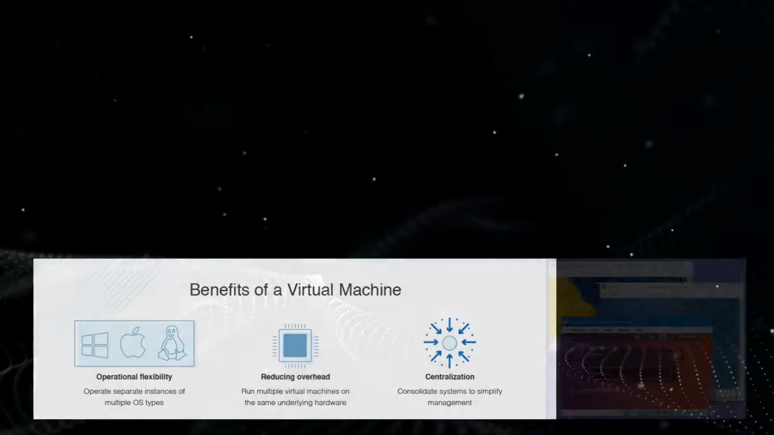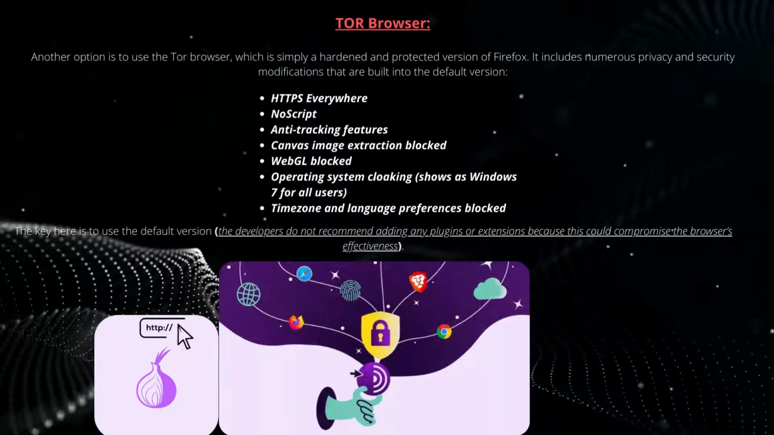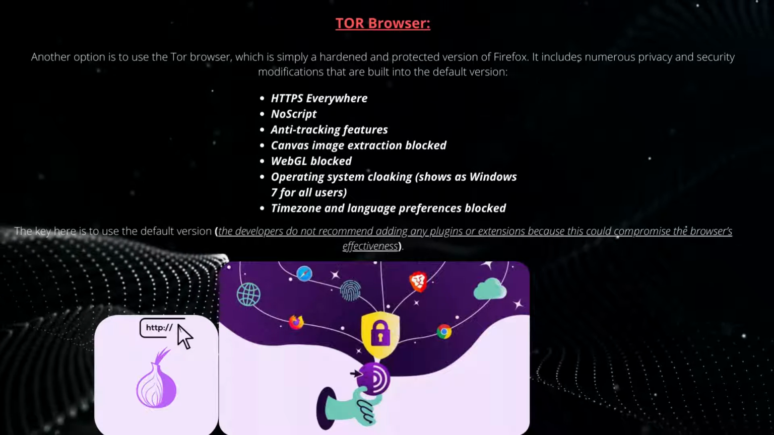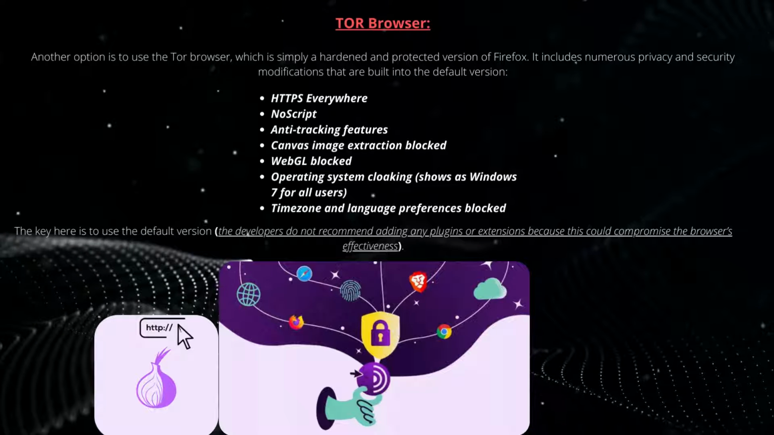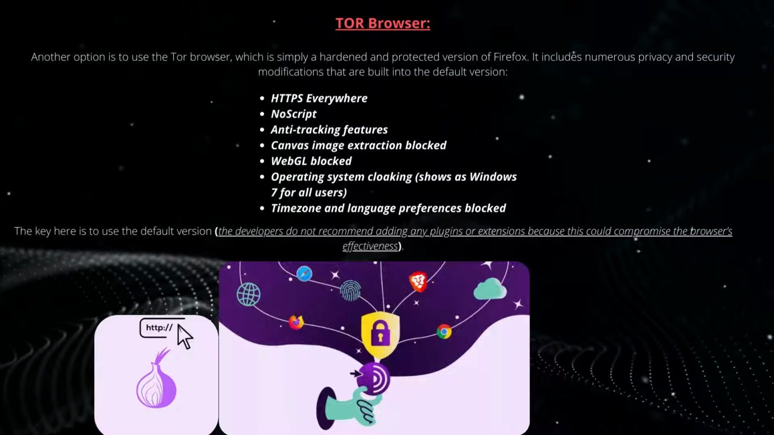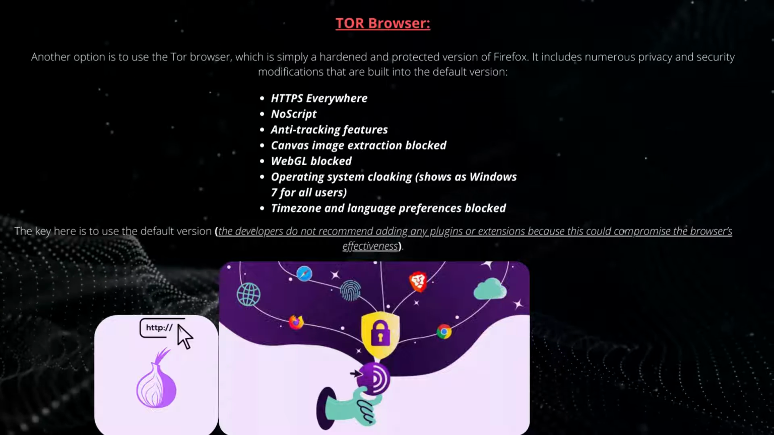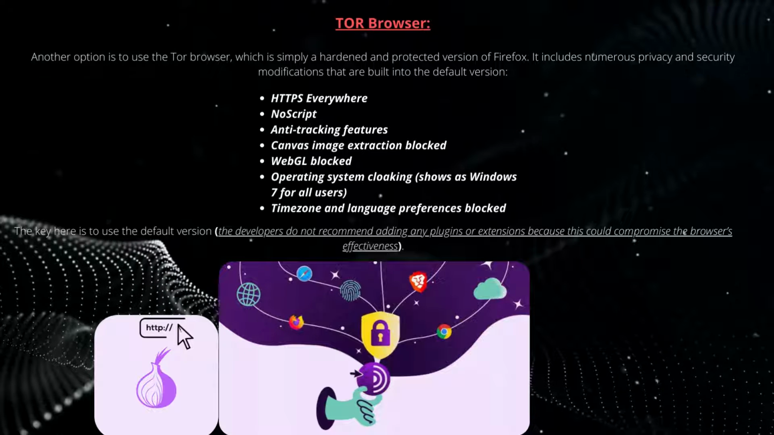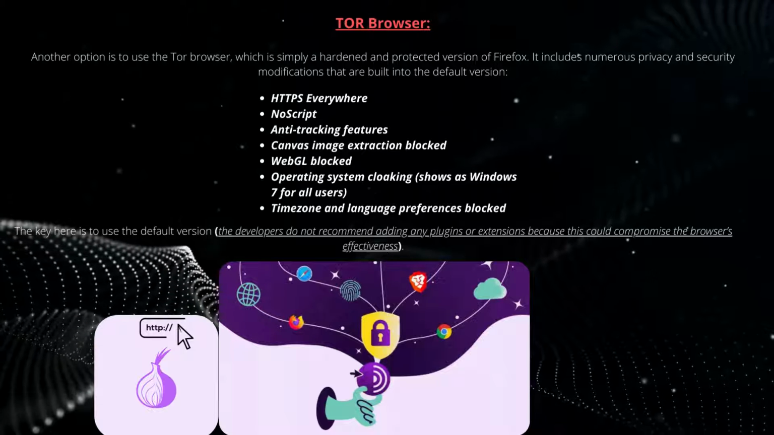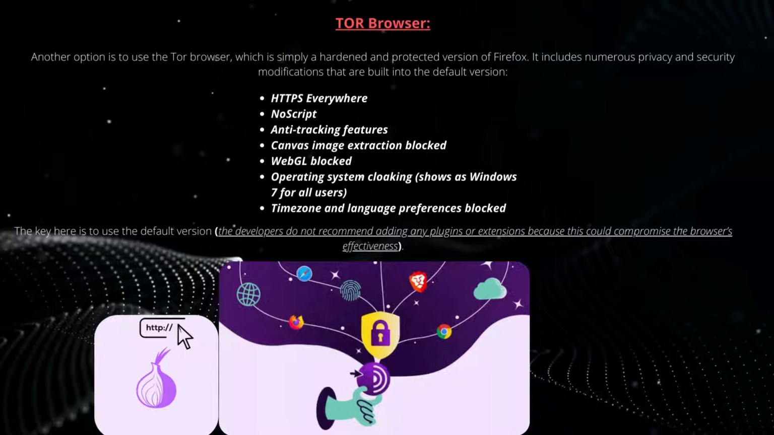Another option to use is the Tor browser, which simply is a hardened and protected version of Firefox. It includes numerous privacy and security modifications that are built into the default version. The key here is to use the default version. The developers do not recommend adding any plugins or extensions because this could compromise the browser's effectiveness. The default version of the Tor browser is configured to run with the Tor Anonymous Onion network.